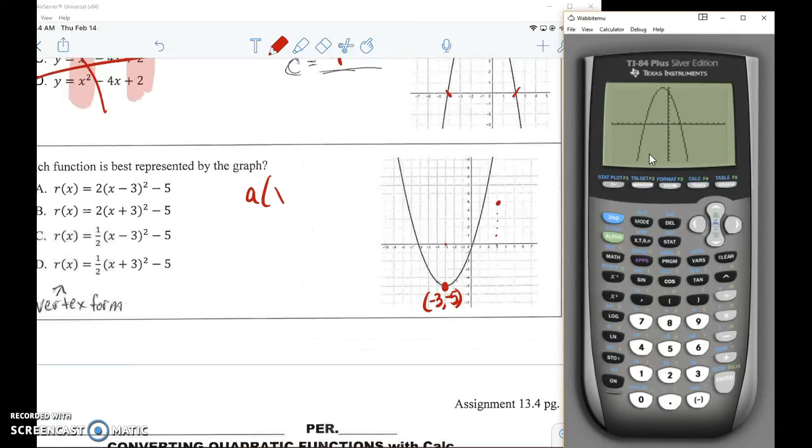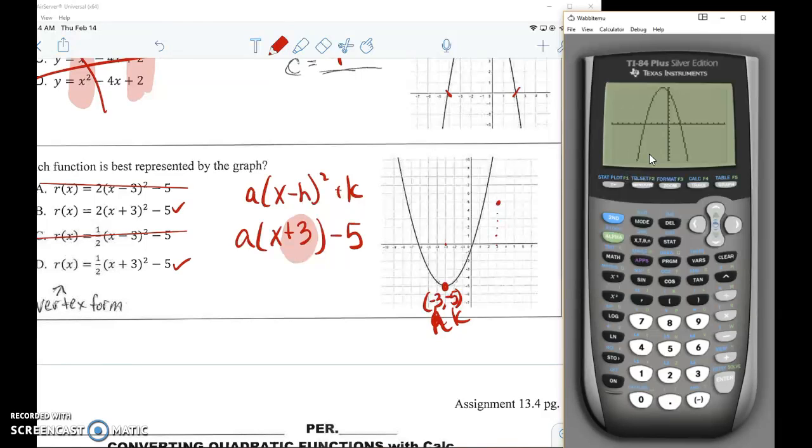Vertex form is a times (x minus h) squared plus k. H and k from our vertex. So a times x minus negative 3 has to be the opposite. Two negatives make a positive. I'd need an equation that has plus 3. That rules out C and A, plus k. So plus a negative 5 is just minus 5. This could be option B or option D.